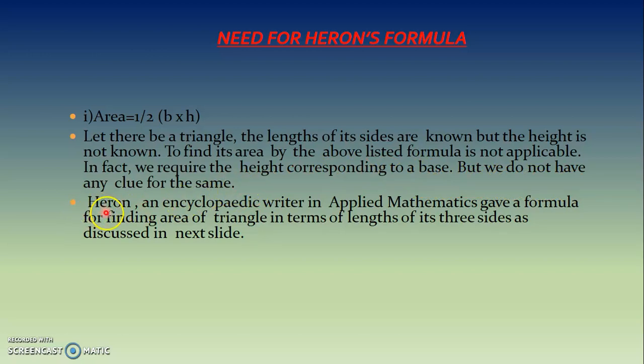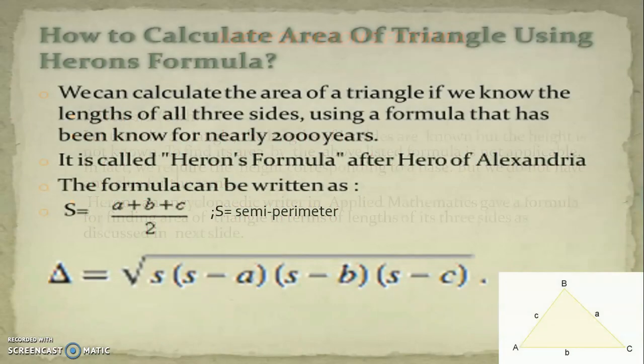So who was Heron? An encyclopedic writer in applied mathematics gave a formula for finding area of a triangle in terms of lengths of its three sides, as discussed in the next slide. Obviously a triangle will have three sides. Using that we can calculate area of a triangle even if height is not given to us, with the help of the three sides of a triangle.